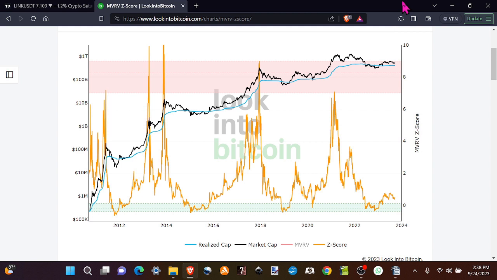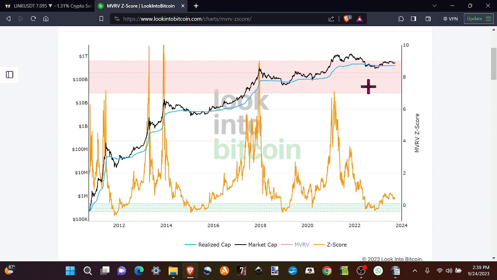Today's the 24th, and we're taking a look at a different chart. This is an MVRV Z-score chart. Now, what does that mean? Well, basically it's a chart that shows you overvalued or undervalued zones for the asset it's analyzing. So in this case, it's Bitcoin. You can find this chart at lookintobitcoin.com, and basically this chart tells you whether it's extremely undervalued or extremely overvalued.